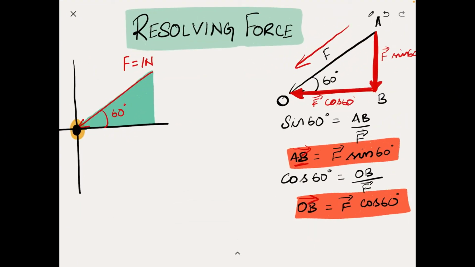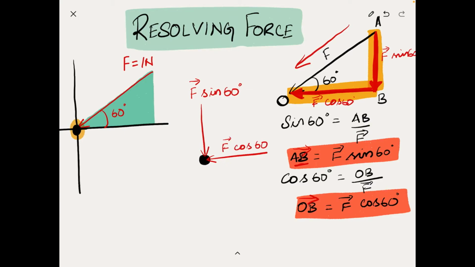Alright, so let us draw a particle O. And let us draw our resolved forces, that is AB, which is acting in downward direction like this. So this should be F vector times sine of 60 degrees, and OB, which is acting in the horizontal direction from right to left, which I will draw like this. So this is F of cos 60 degrees.